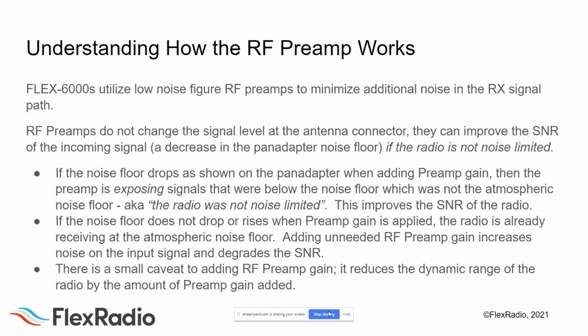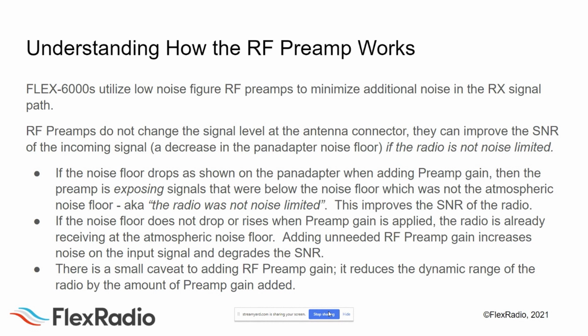RF preamps do not actually change the signal level at the antenna connector, but what they can do is improve the signal to noise ratio of incoming signals. And you can visually see this on our radios by watching the noise floor on the pan adapter drop. And this is true in all cases except for one situation, and that is where the antenna is what we call noise limited, which means that if you have such a high noise level at your location, atmospheric type noise, adding preamplification will not provide you any kind of benefit.